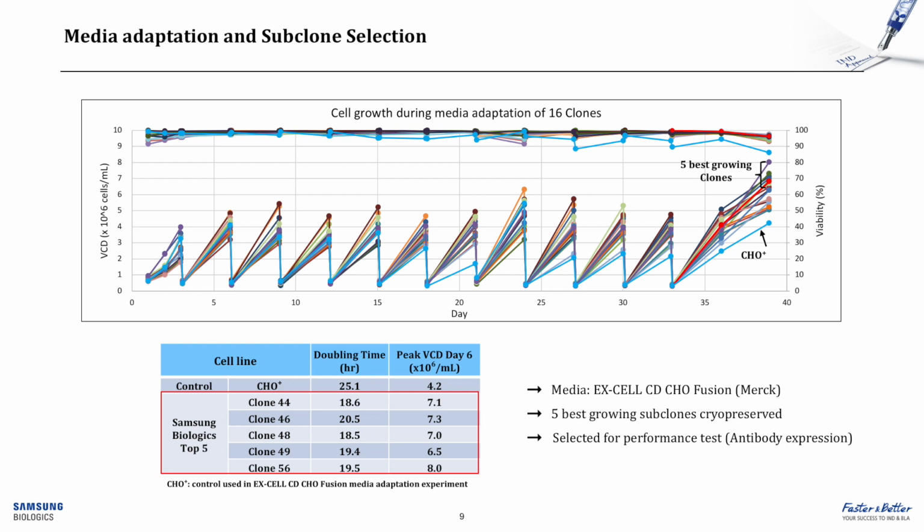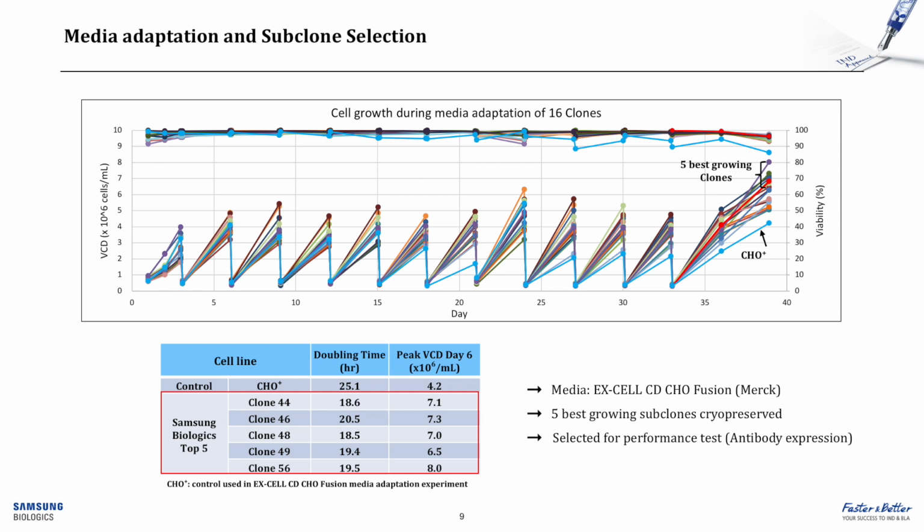Here we're looking at the average doubling time and the peak VCD at that last fed batch stage, starting at a little over a month. As you can see, early on in the first couple of passages, we see no true drop in the doubling time or in the viability, really saying that this was more of just a media change than media adaptation, ultimately leading to the selection of the top 5 individual host cell lines that could be used for our performance test.